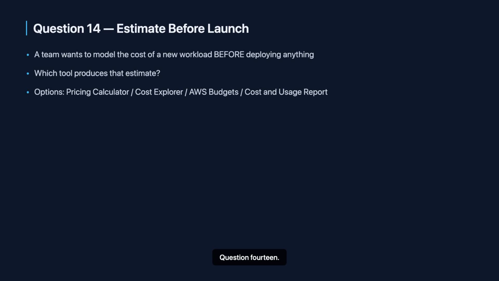Question 14. A team wants to model the cost of a new workload before they deploy anything at all. Which tool produces that estimate? The pricing calculator, Cost Explorer, Amazon Web Services budgets, or the cost and usage report? The single most important word in the stem is before. Nothing has been deployed yet.